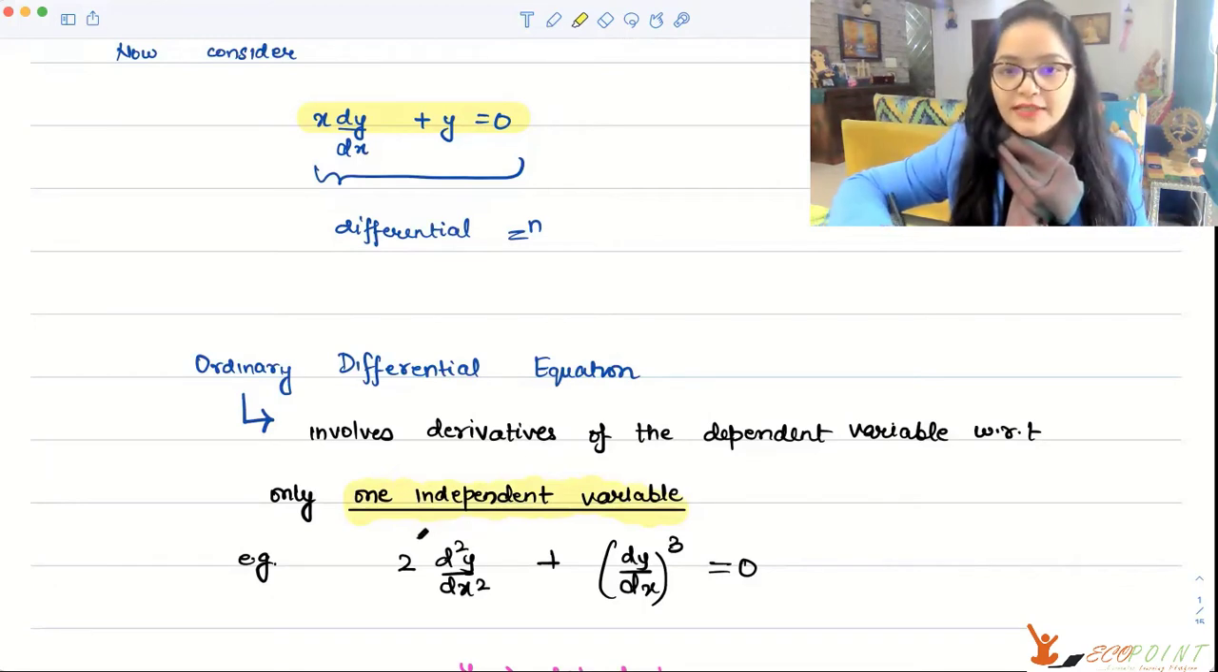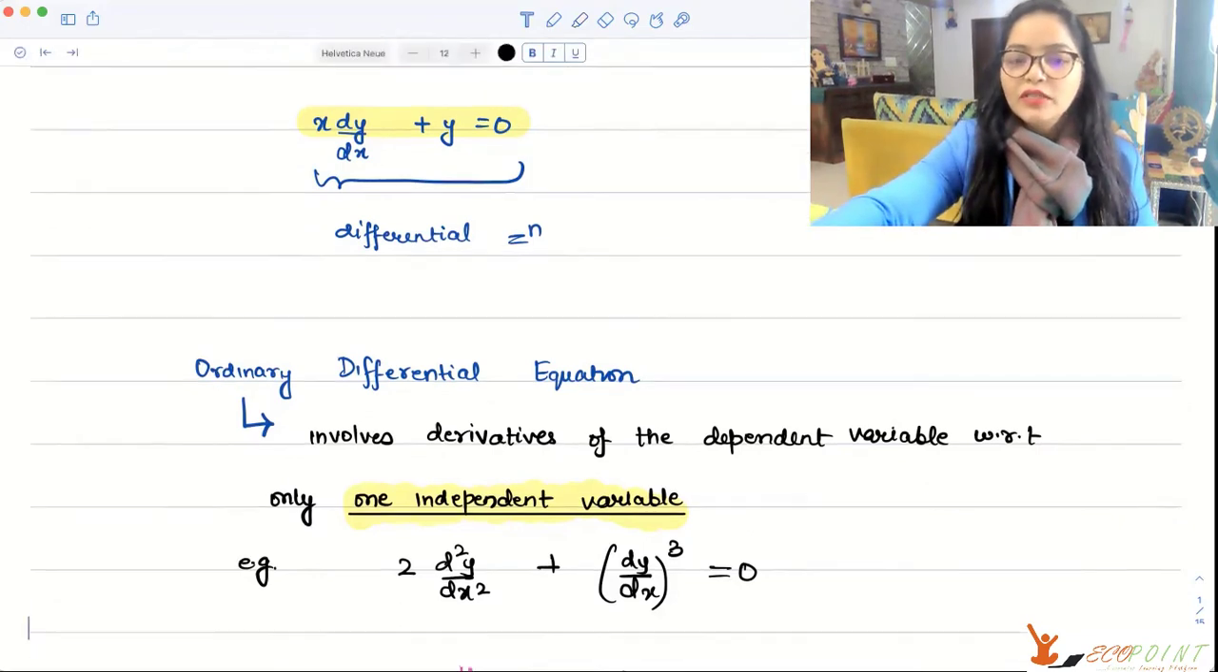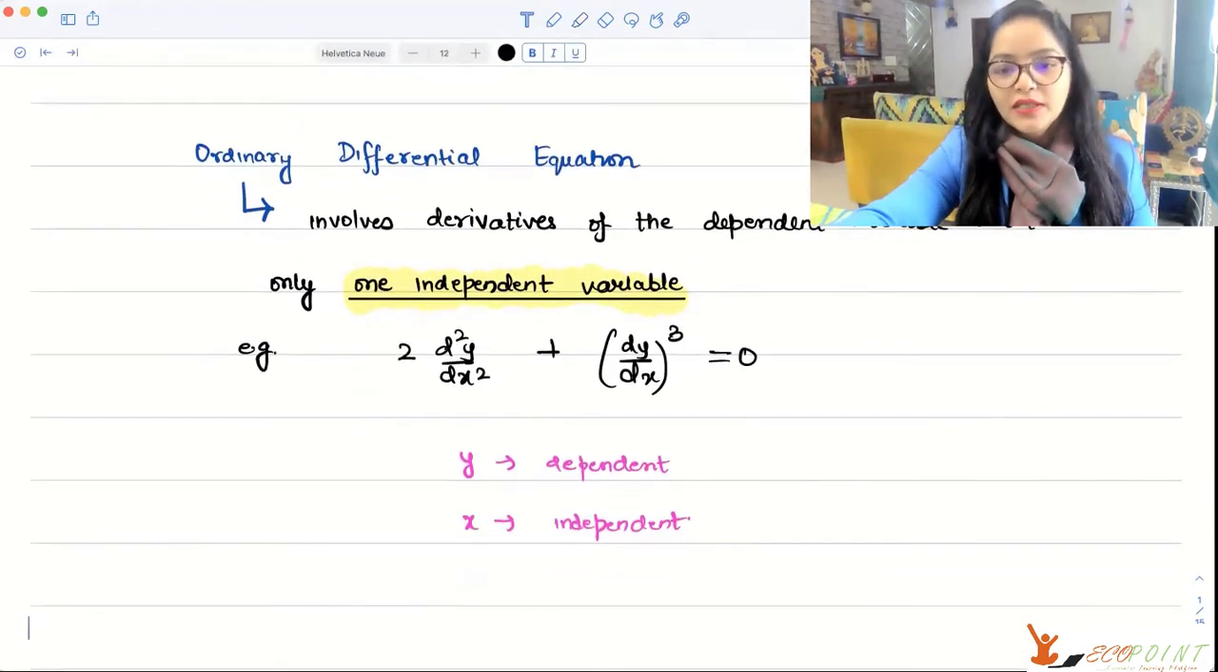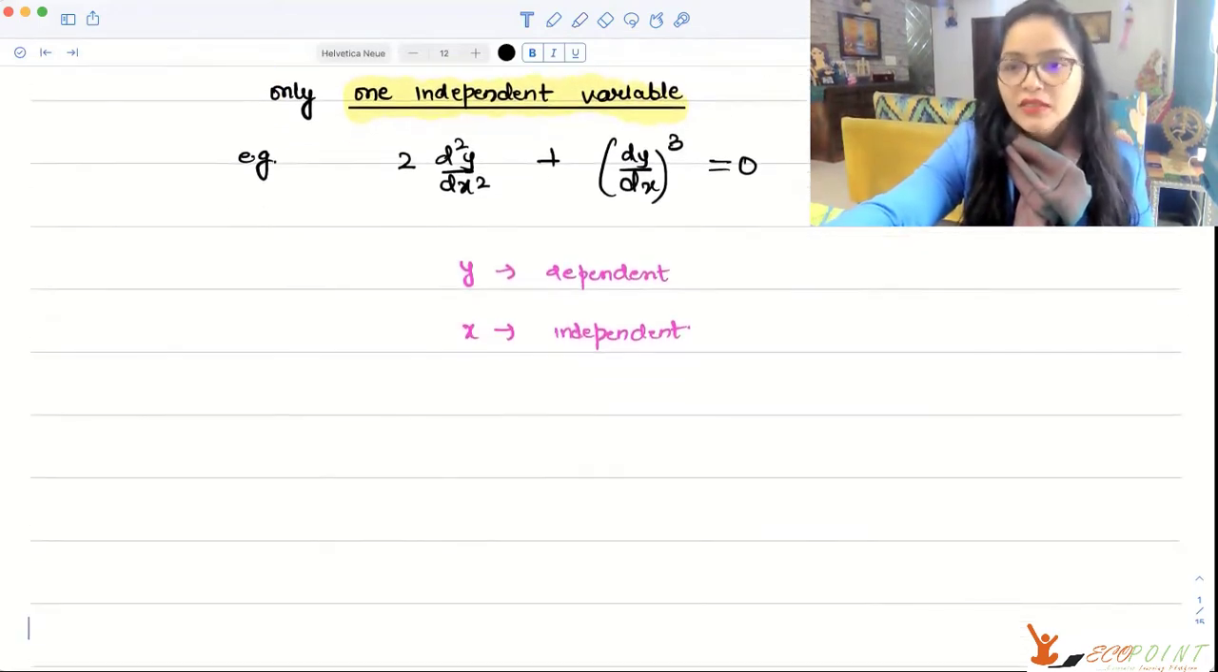For example, I've just given you an example here: twice of d square y upon dx square plus dy upon dx whole cube equals to 0. Now, what is happening here? You have the cube of dy by dx, and you have the second order derivative of y with respect to x. But clearly, there is no other independent variable apart from x. So x is your independent variable and y is your dependent variable. The moment you have just one independent variable, that is called an ordinary differential equation. This is an example of an ordinary differential equation wherein y is dependent and x is independent, just one independent variable.